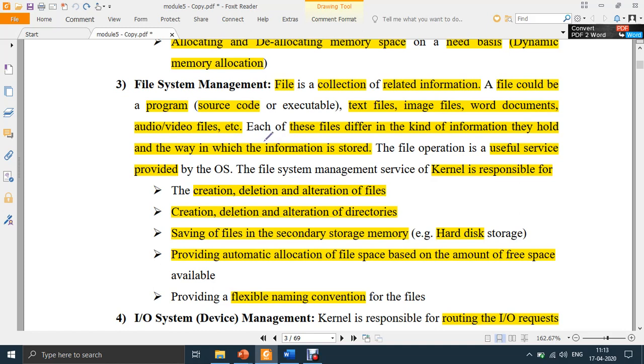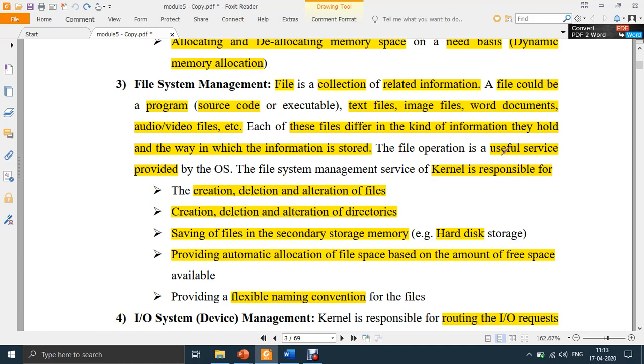Each of these files differs in the kind of information it stores, obviously, because an audio file will be different from a video file, and a text file will be different from a Word file, in the way the data is stored. Each type of file will store the data in a separate form. An Excel file will store data in a different form than a Word file. Both are not compatible, right? You cannot open an Excel file in Word software. You need Excel software for that.